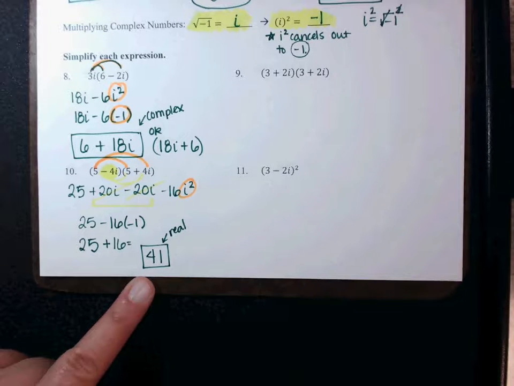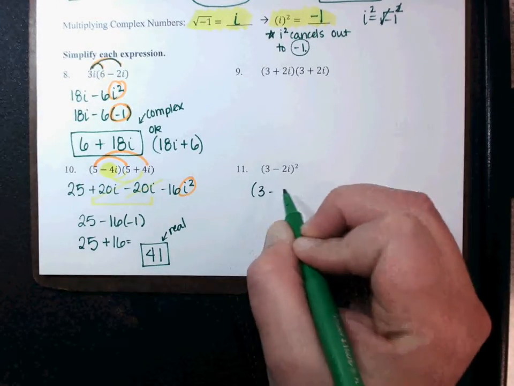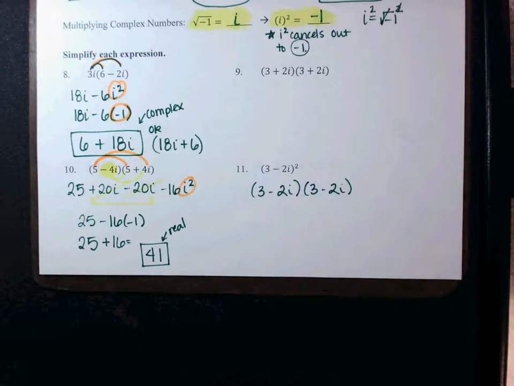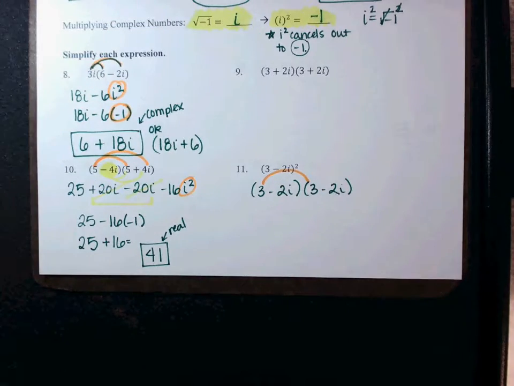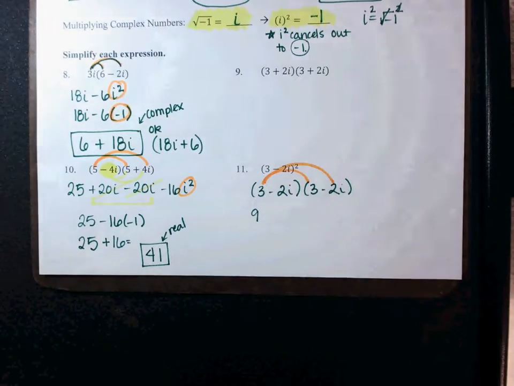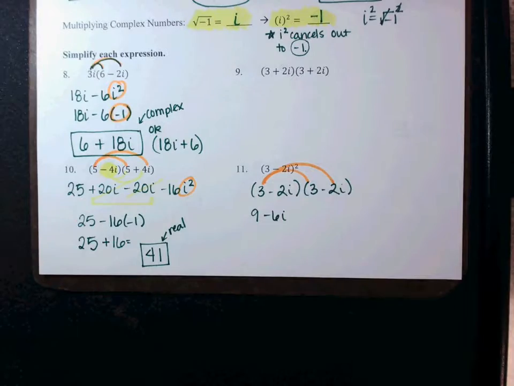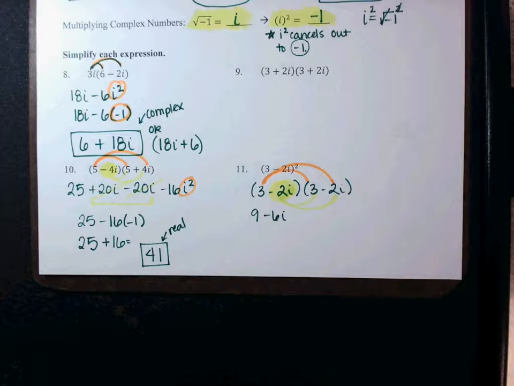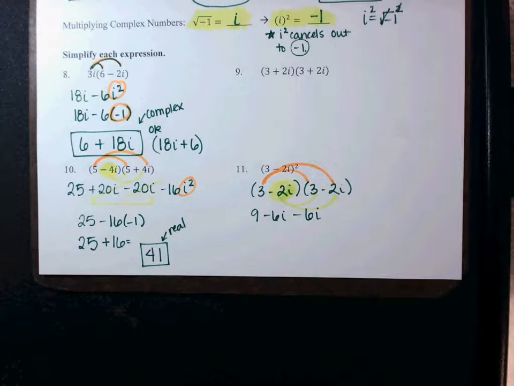What does this squared mean? How many of them do you have? 2. So I'm going to have 3 minus 2i times 3 minus 2i. So what is 3 times 3? 9. What is 3 times -2i? -6i. Okay, going back to my double distribution, this time on the minus 2i. What is -2i times 3? -6i again.